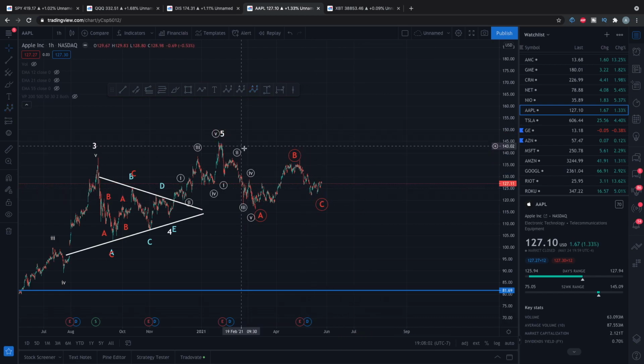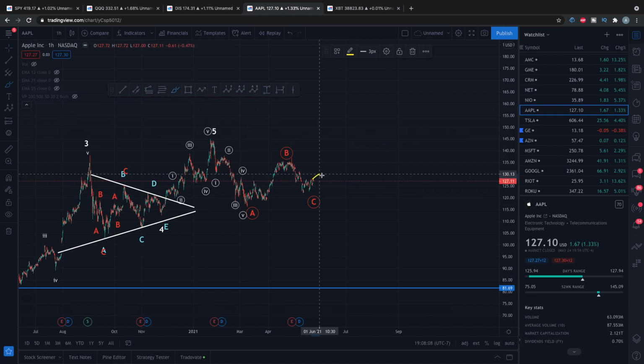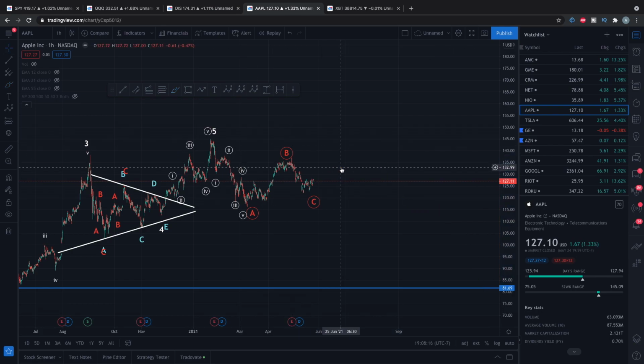Or we could just go in A, B, C, and then maybe gravitate here for a little bit. So we could stay here and then just fall down to some of these key support levels. There's no way to know right now. We need to wait for price action. So I'm not recommending doing anything with Apple.